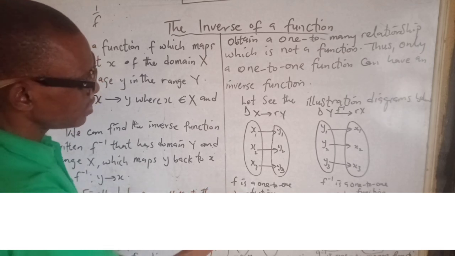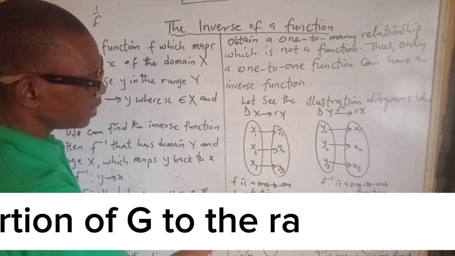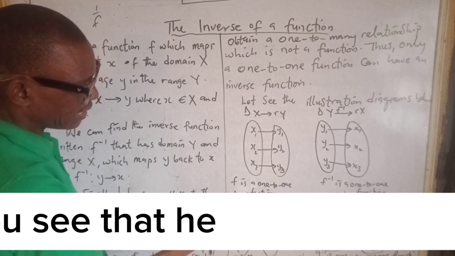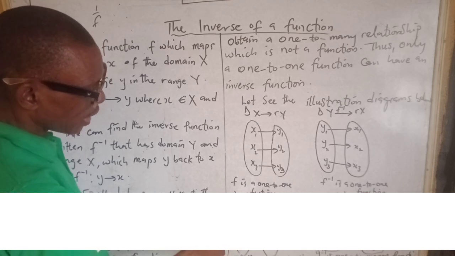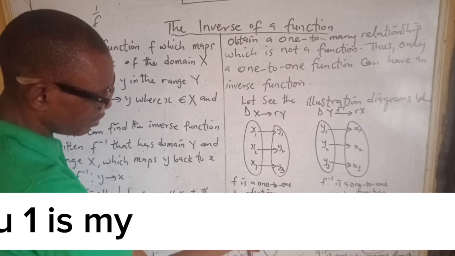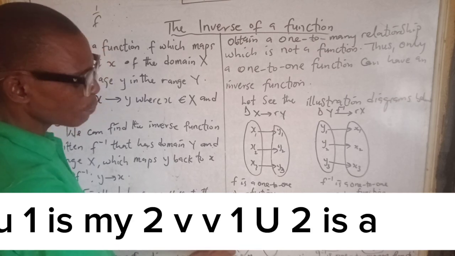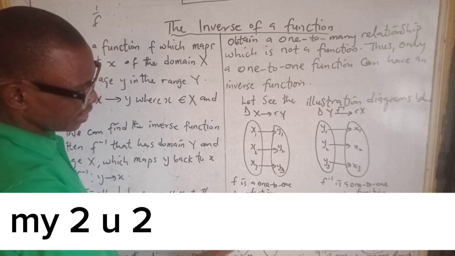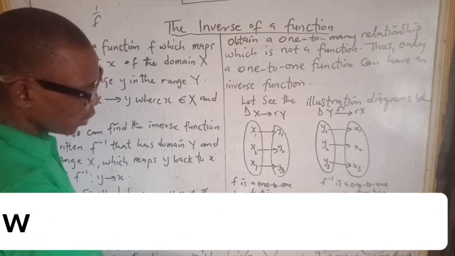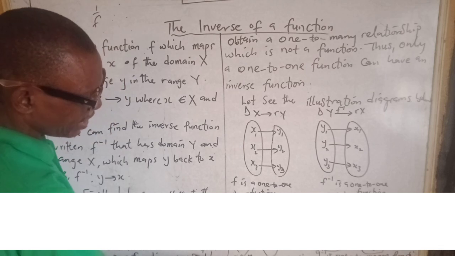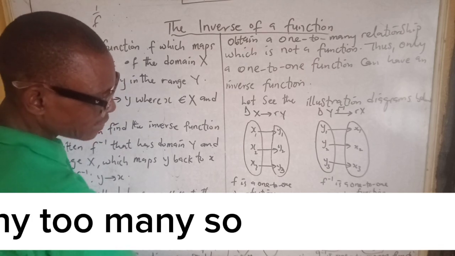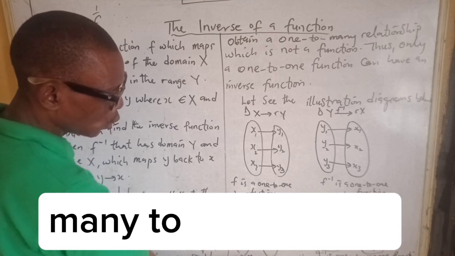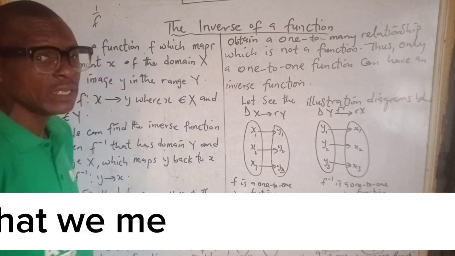Domain U, function G, the range V. So here now you see that U is mapped to V. U1 is mapped to V1. U2 is also mapped to V1. Here U3 is mapped to V2. Now what do we call this? We call that G a function. G is many to one, because 2 is more than 1. That's why you call it many. Many to one function. That's what we mean by many to one.